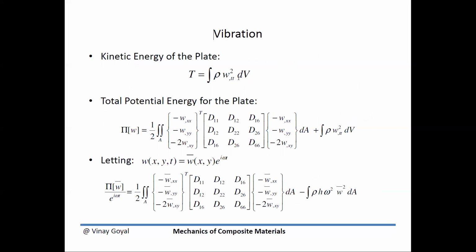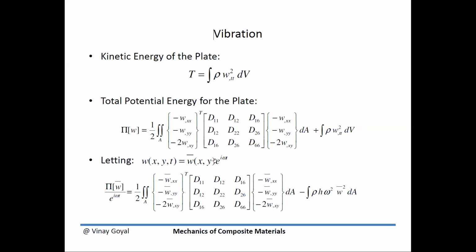Vibration: all we have to do for vibration is to add the kinetic energy of the plate, which is mass times acceleration. You can see here W comma TT is really the derivative of W with respect to time twice. And so that's that term. And this is exactly the strain energy term that we had before. And now you can plug in for W.